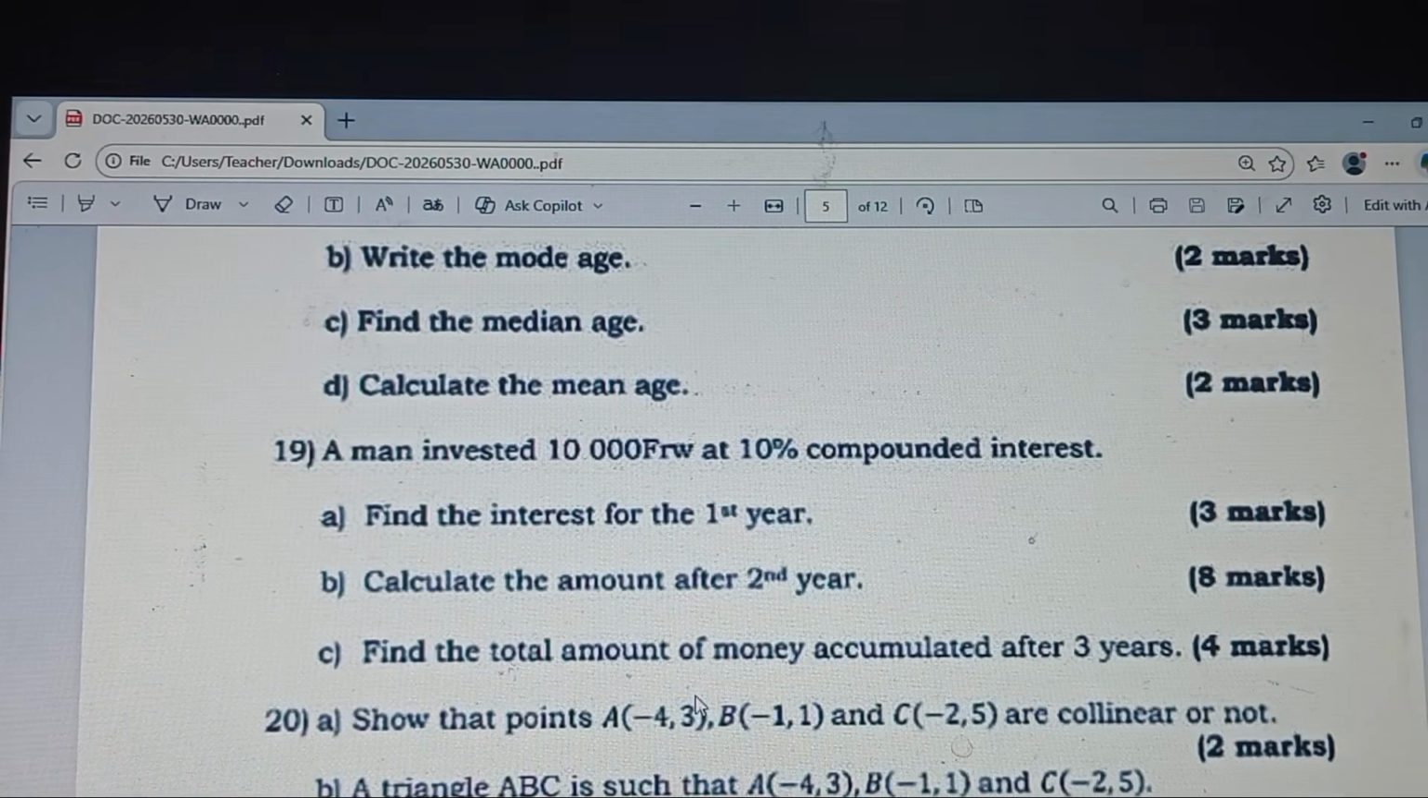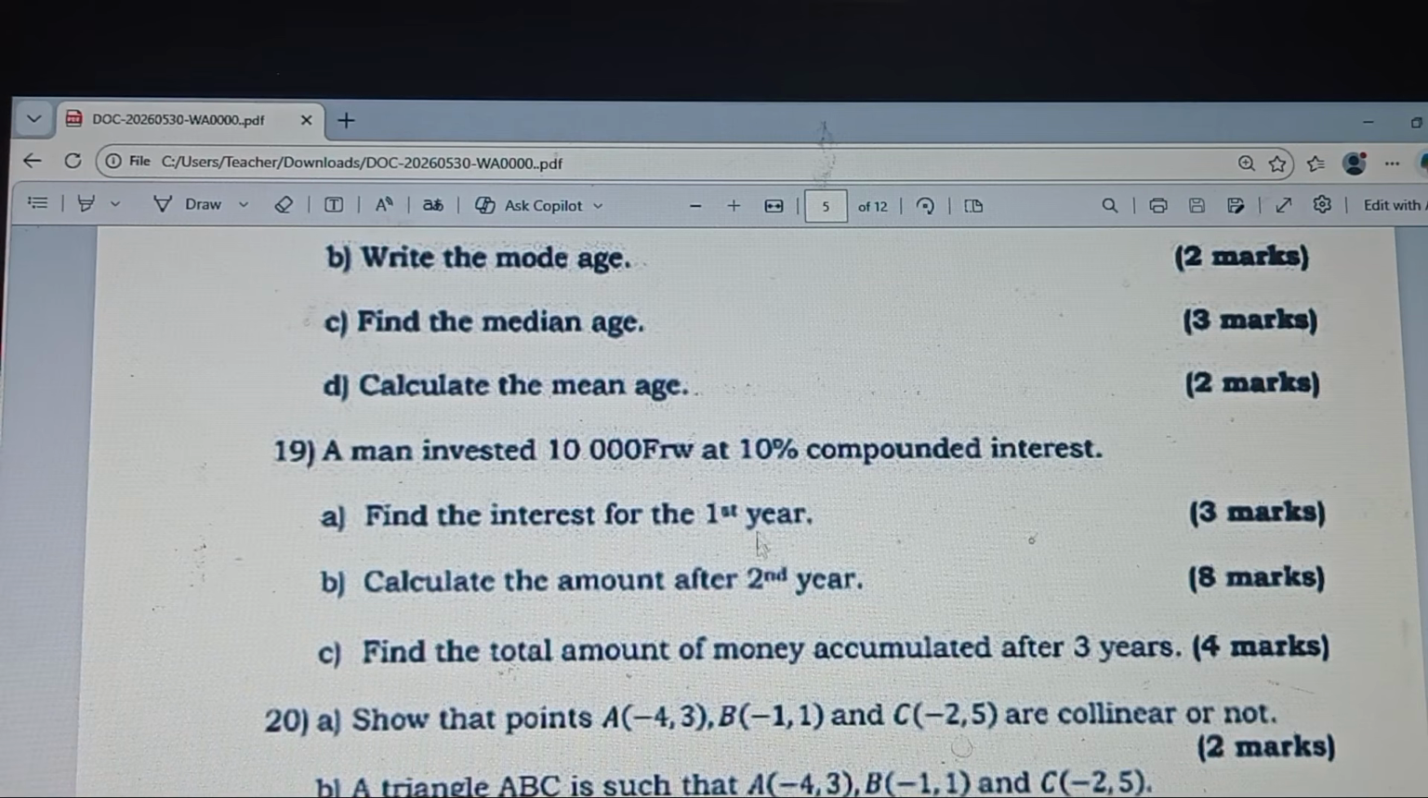Here we ask to find the mode. When you say mode, it is the highest frequency. A median is the number which is in the middle. And a mean is the summation of x over n, or the summation of fx over the summation of f. They are the same.